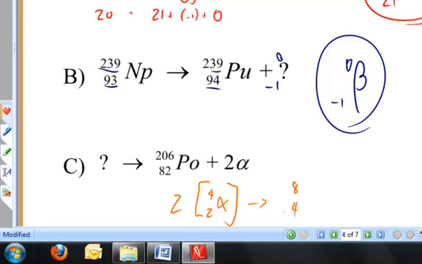That is going to be added to the 206 and the 82 in order to get the numbers on the left. So 206 plus 8 is going to be 214. 82 plus 4 is going to be 86. So now I go to the periodic table and see what atomic number 86 is, and I find that to be radon, R-A-D-O-N.